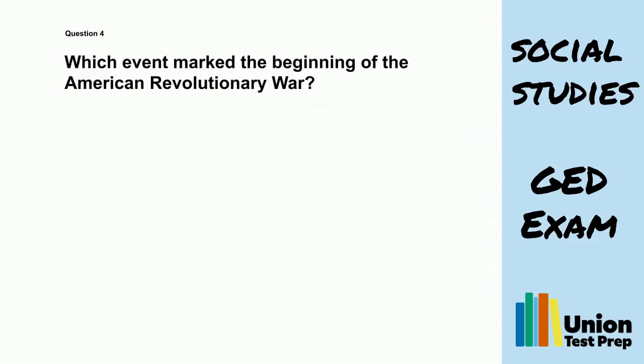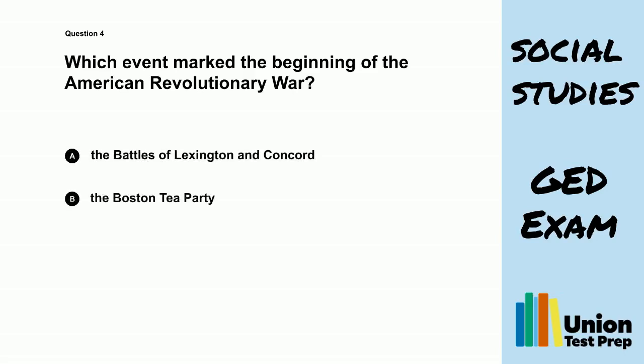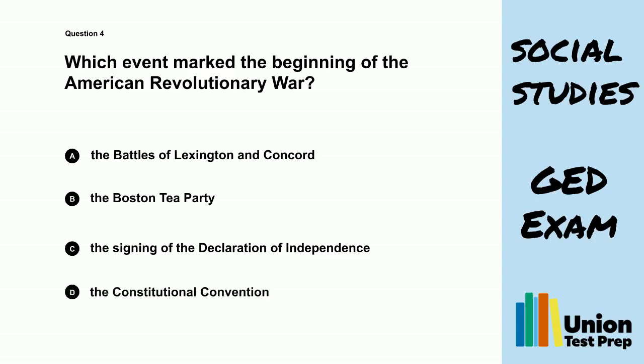Question 4. Which event marked the beginning of the American Revolutionary War? A. The battles of Lexington and Concord. B. The Boston Tea Party. C. The signing of the Declaration of Independence. D. The Constitutional Convention.